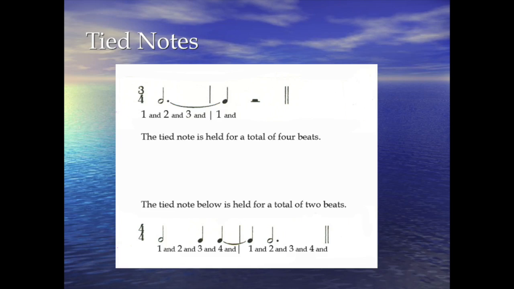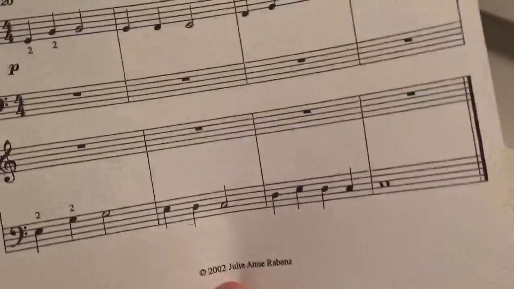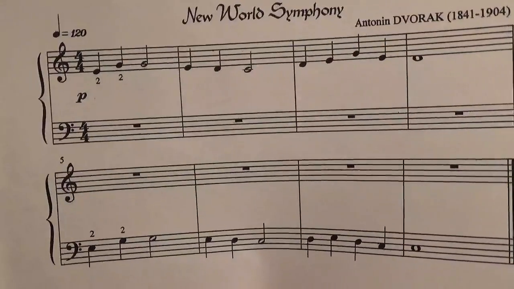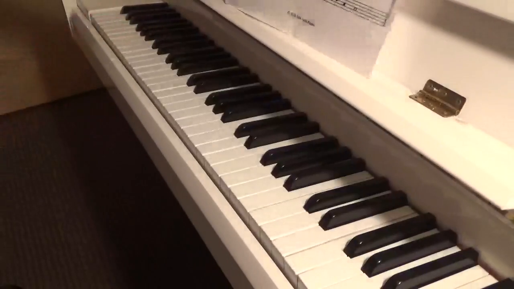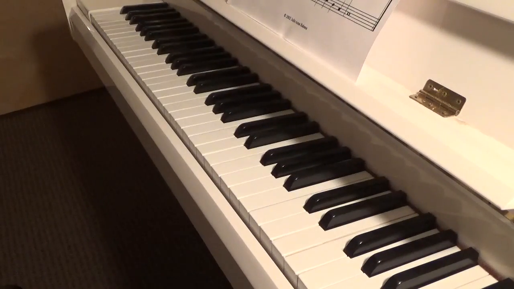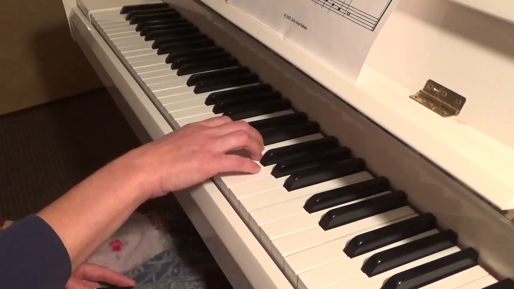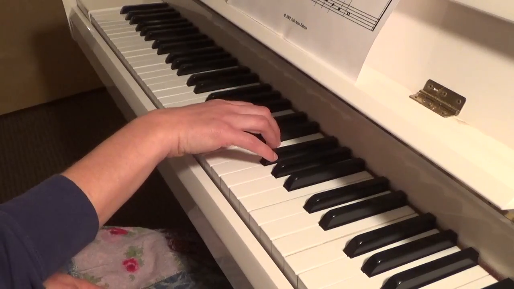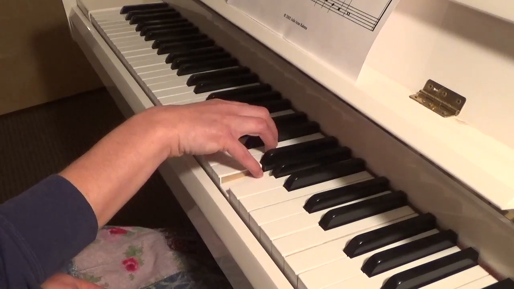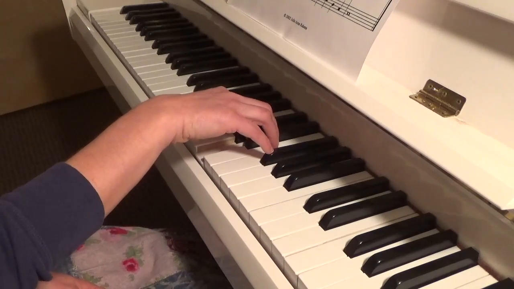Now we can talk a little bit about tied notes. If we are to go back to this example, I could add some ties to it. I'll play it once just straight, and then we can add some ties, and I will then play it with the ties. So if we started like this, 1, 2, 3, 4, 1, 2, 3, 4, 1, 2, 3, 4.